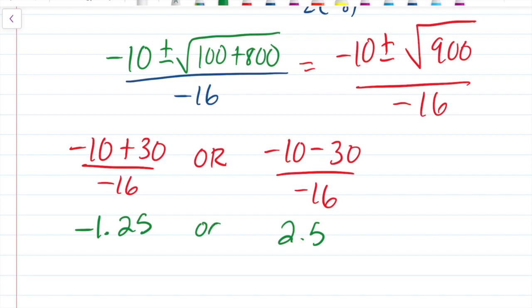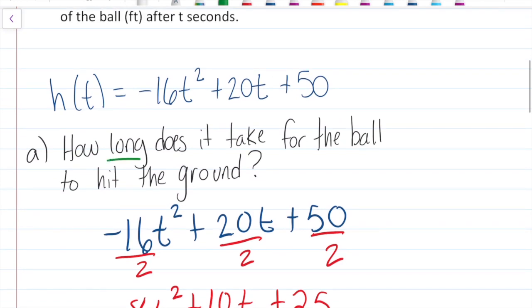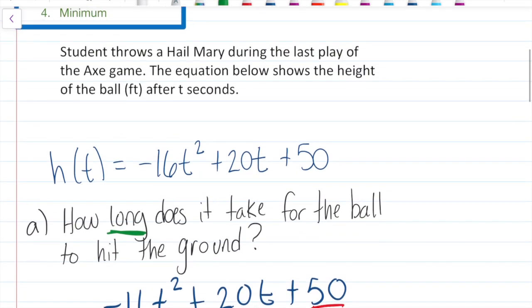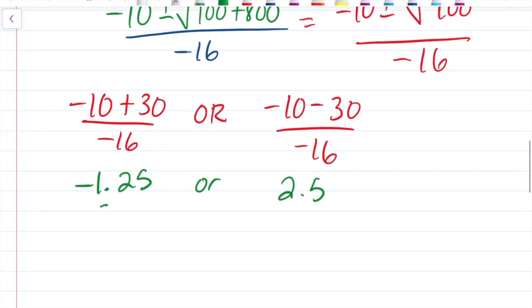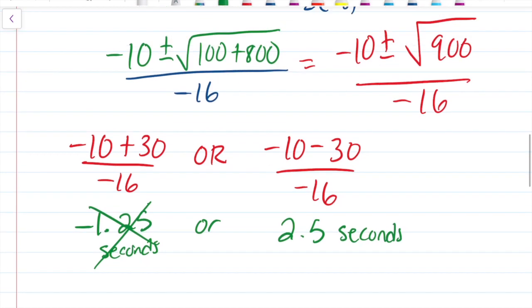Well, are both of them going to be my answers? You gotta ask yourself, what was the question? The question was how long? We're talking about t being seconds. Well, let's use common sense. Can time be negative? No. This is why my only answer is 2.5. So it's going to take 2.5 seconds for the ball to hit the ground. And that's how you do the first one.